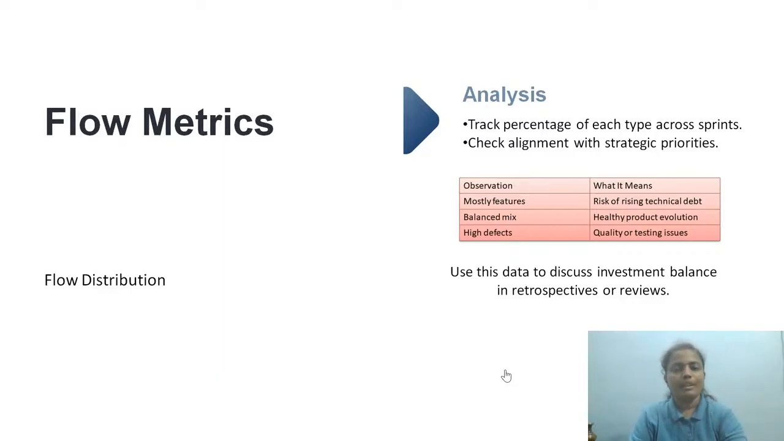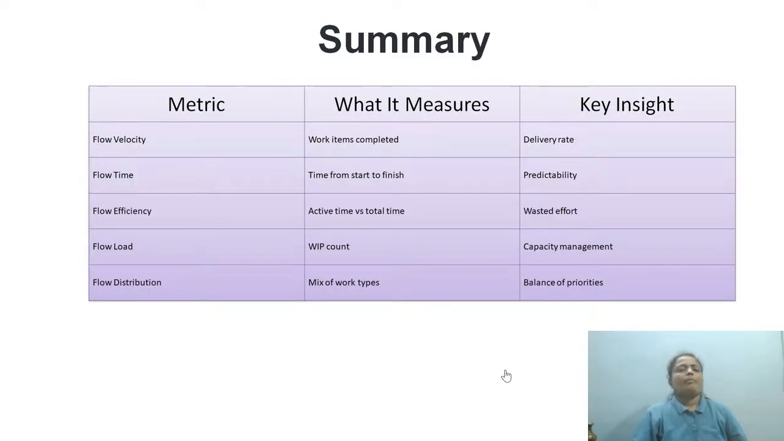All right. Now, what's the summary of all these metrics? So the first one is all about flow velocity: how many work items we have completed in a sprint or a specific period of time. We can understand the delivery rate, how many items will be delivered in this period of time. Flow time, time from start to finish. We can predict how much time this work can take.